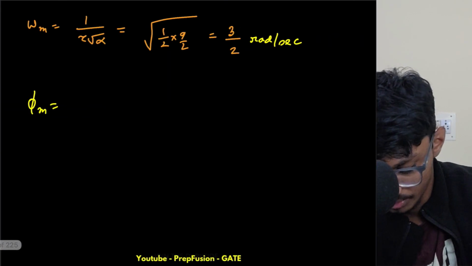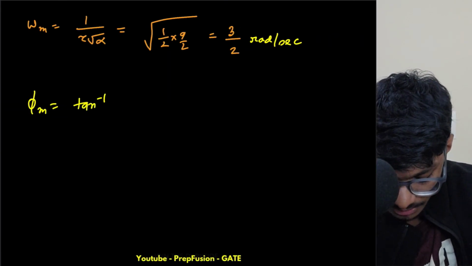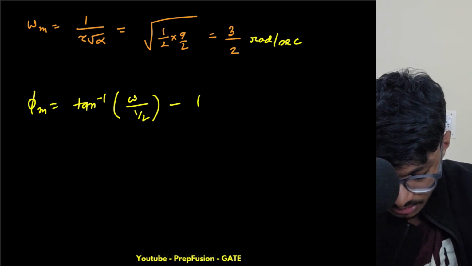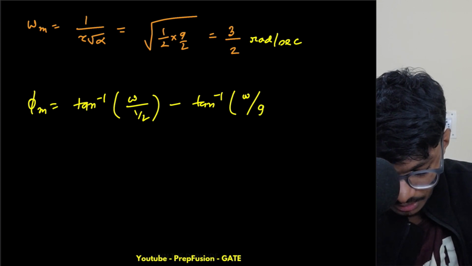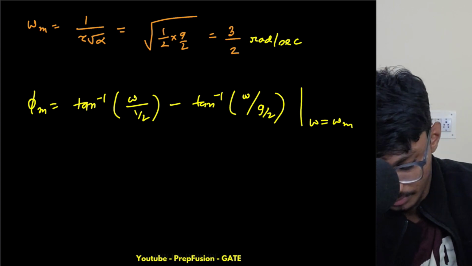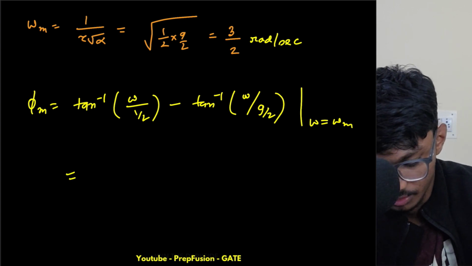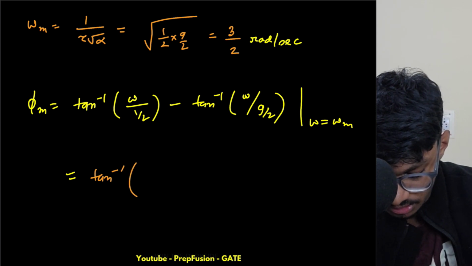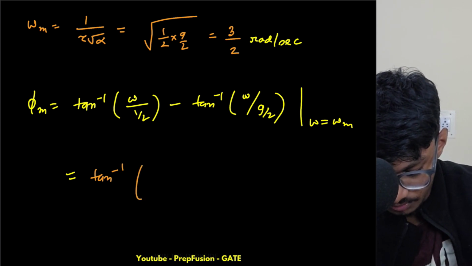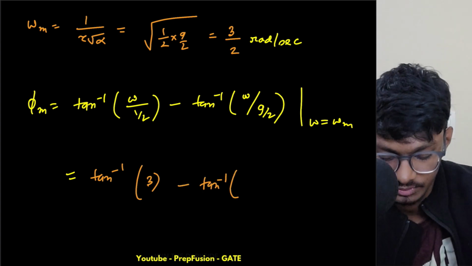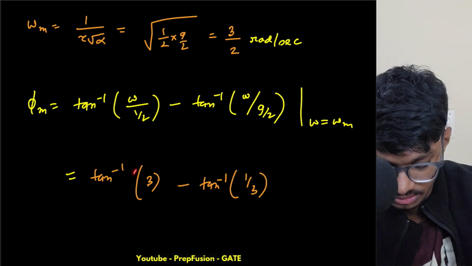What will the angle be? Simply it will be tan inverse omega by 1 by 2 minus tan inverse omega by 9 by 2, at omega equals omega m. So you just put omega m over here. Since omega m is 3 by 2, this will be simply tan inverse 3 minus tan inverse 1 by 3.